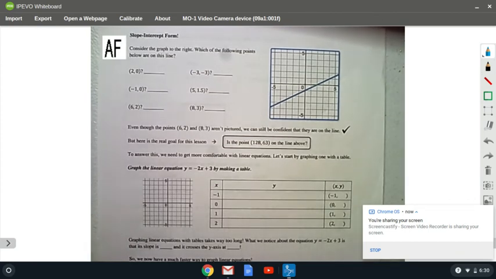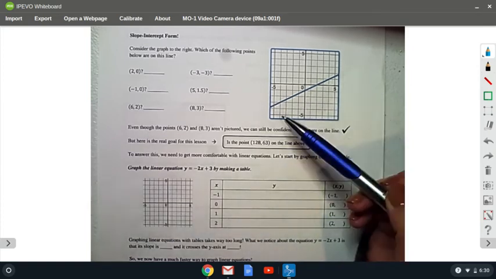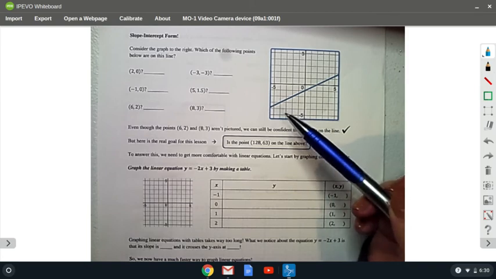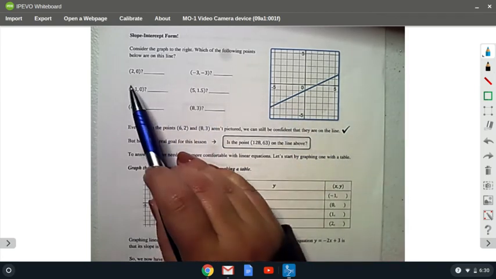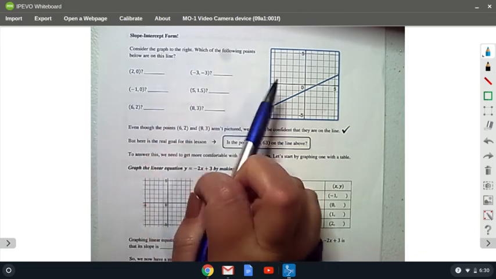Okay, hello everyone. Today we are going to talk about slope-intercept form. So the first thing with slope-intercept form is to start to consider what points may lie on a specific linear equation, or graph. So here, the first question is, does this point 2, 0, is this on this line?